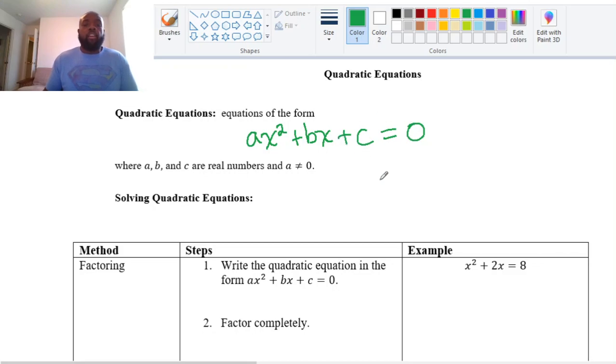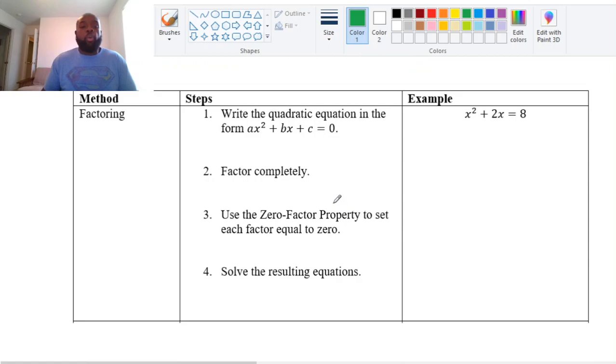There are multiple methods that we can use to solve quadratic equations. One of the most useful methods, which is one of the reasons why we like to factor, is to use factoring to help us solve, right? Whenever we solve a quadratic equation using factoring, we like to write the quadratic in the form ax squared plus bx plus c equals 0. That means get all of your terms on one side and 0 on the other side of the equation. That way we can factor, all right? So once everything is on one side, that's step 1. We're going to factor the polynomial completely.